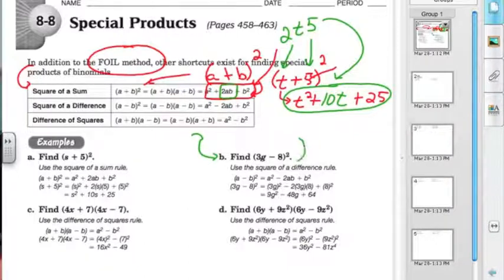Notice that we have a squared. So we take whatever is the first part, which was the 3g. So we say 3g, we square it, and we get 9g squared. We take the second part of the binomial, which is 8, and we square that. You can see where they say b squared, the second part, we have 8 squared, and we get 64. The interesting piece is that middle piece here, the negative 2ab. So we have negative 2 times the 3g, which was the first part of the binomial, multiplied by the 8, and that's where we get negative 48g.